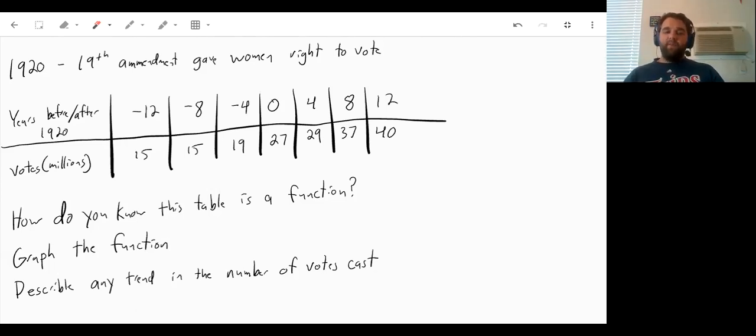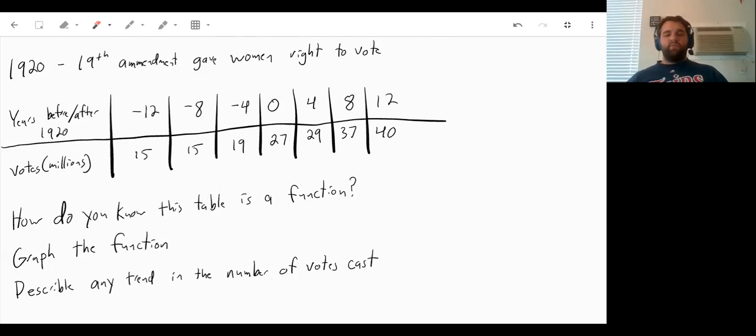First, how do you know this table is a function? Well, a function means that for every x value, there's only one y value that goes with it. So if 27 million people voted in 1920, there weren't multiple major presidential elections in 1920, there's only the one. So that means that's the only possible outcome that came from that year, and therefore it's a function because there's only one outcome for each input. So that's how we know it's a function.